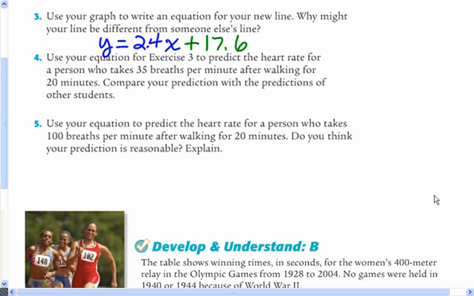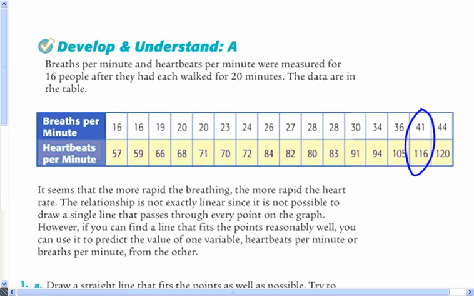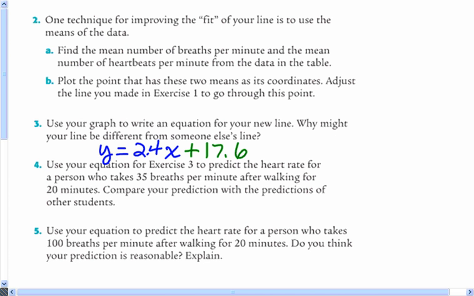Well, remember, we can go back and look at the data, but our breaths per minute is X, and that's in our L1, and our heartbeats per minute is Y, and that's in our L2. So we have to remember that breaths per minute is X. So, if a person takes 35 breaths per minute after walking for 20 minutes, now all the data is for 20 minutes, so we don't have to worry about that here. We just need to find this answer.